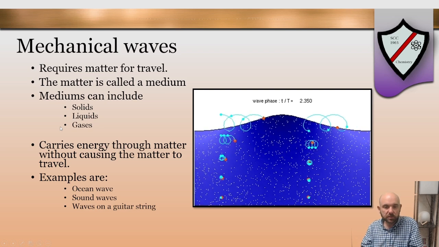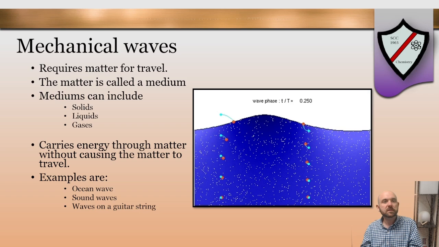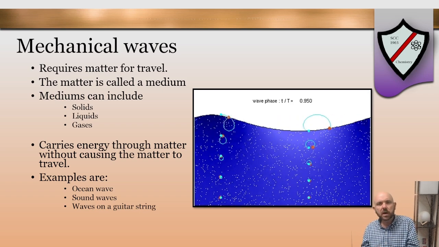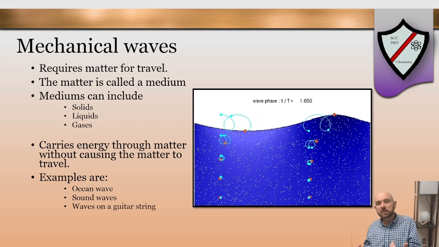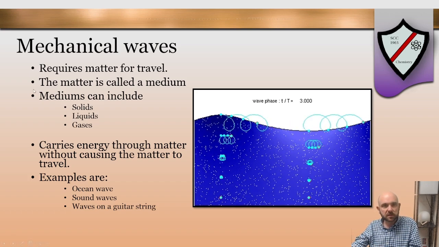Some other examples are sound waves and the waves we see on musical instruments such as guitar strings. So we'll talk about the characteristics all of these types of waves share together on the next couple of slides.